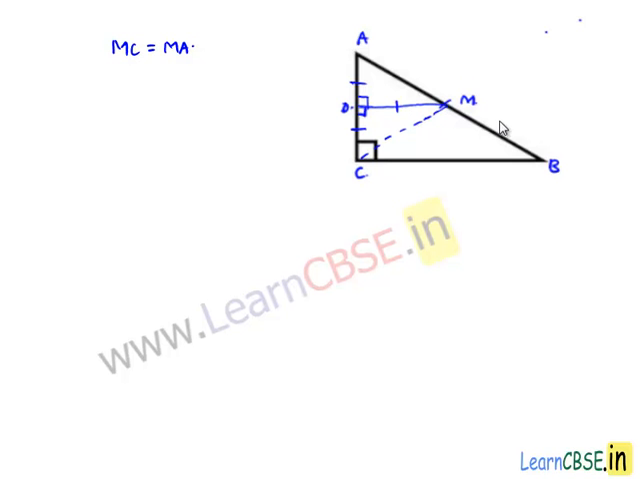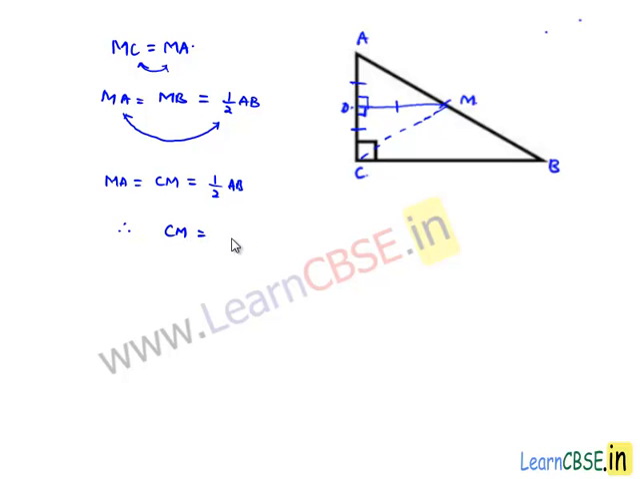Now, in the first step, he has given that M is midpoint of hypotenuse AB. So we can say that MA is equal to MB, which is equal to half times AB. Now we know that MA is equal to half times AB and MA is equal to MC. From these two we can say that MA is equal to MC, or MC is nothing but CM, which is equal to half times AB. Therefore finally we can write this as CM is equal to MA is equal to half AB. This is what our third proof required.